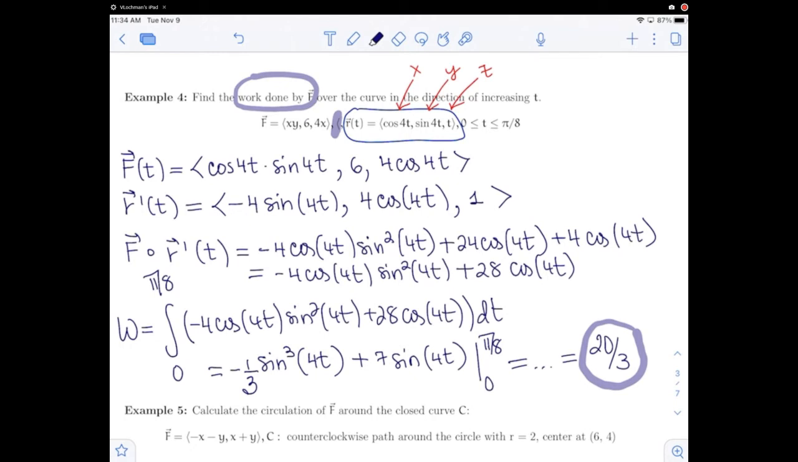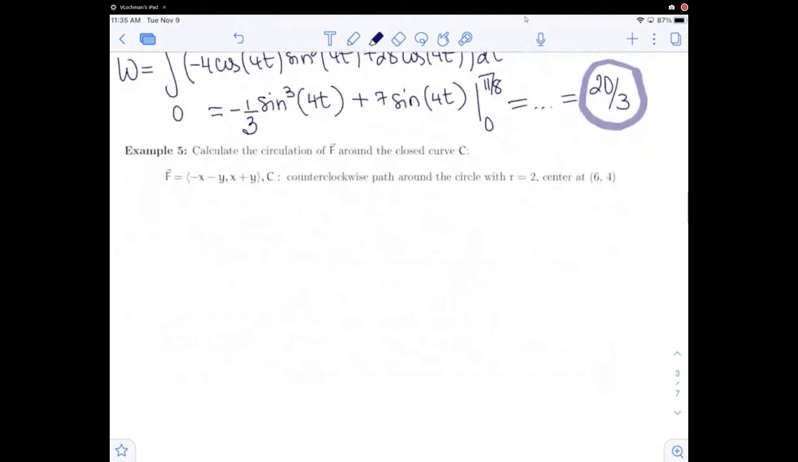First application is work. Take a quick look at this solution. Let me know if you would like to discuss anything before we move on to the next application. No questions? Okay, let's go ahead and move on then.